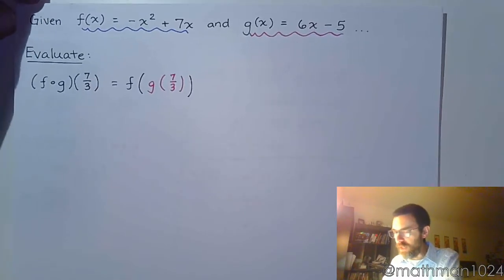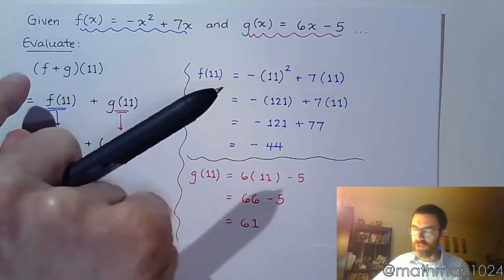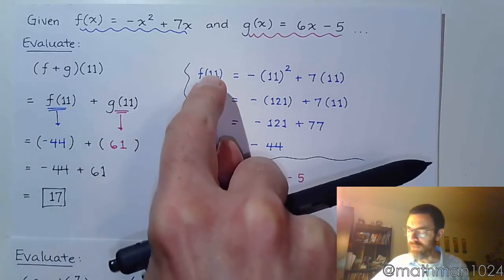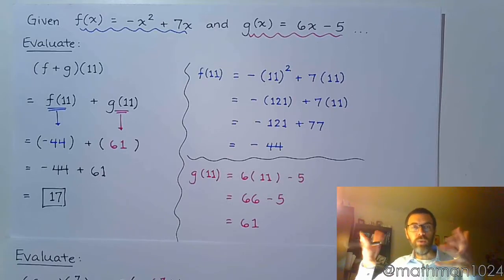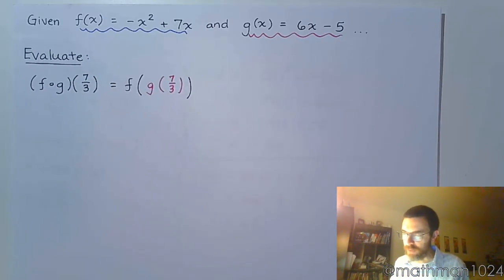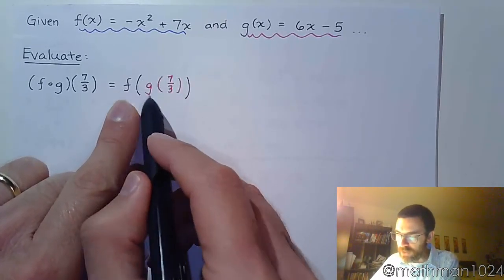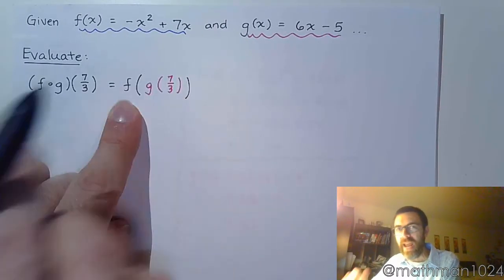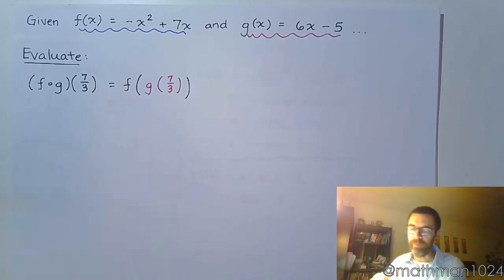So previously, here's what we were doing. Previously we did like this one, f plus g of 11. We plugged 11 into both f and g separately, and then we brought the answers back. This one works a little bit differently. This one says, don't do them individually. You can't do f yet. You've got to evaluate g of 7/3, and then that value, that result, gets plugged into f. That's what this one is saying.